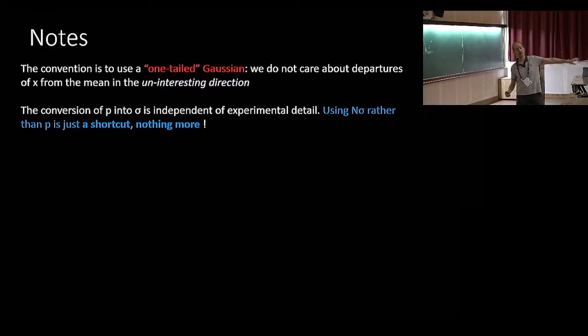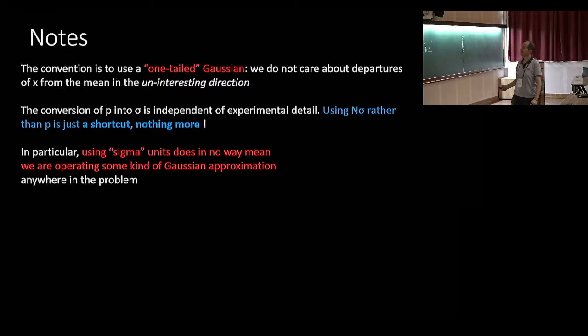You put the experiment aside, the test statistic aside. You are only dealing with maths here. Using the number of sigma is just a shortcut. It doesn't say anything about your systematic uncertainties being Gaussian or anything. It's not that because you're using a Gaussian for this translation, it implies anything about the PDFs of your experiment. Be careful not to confuse the two things.